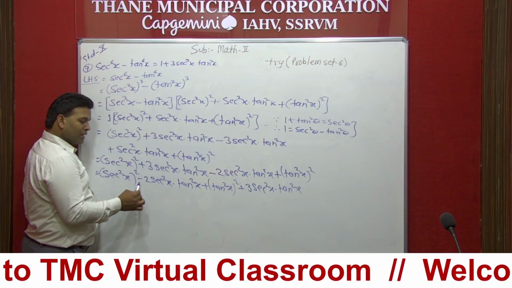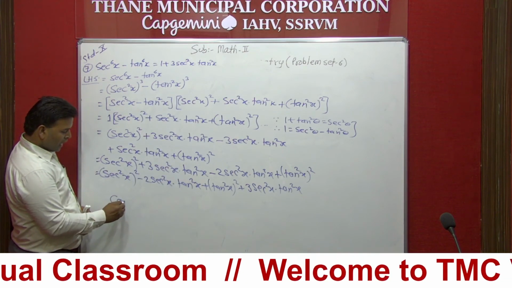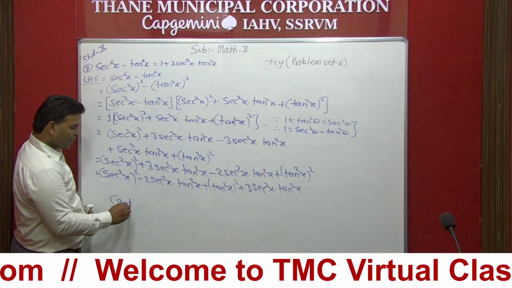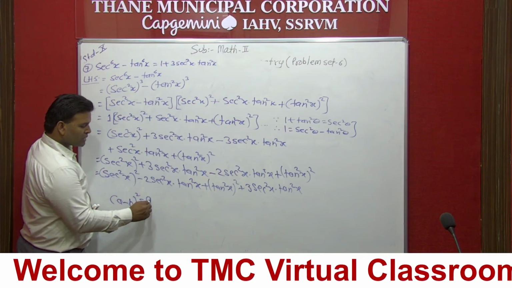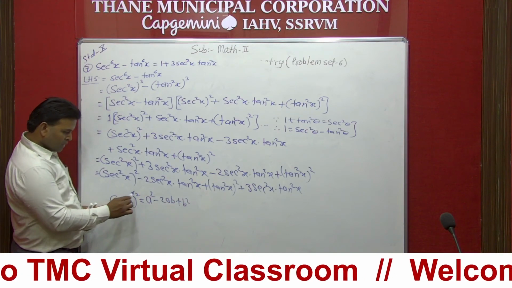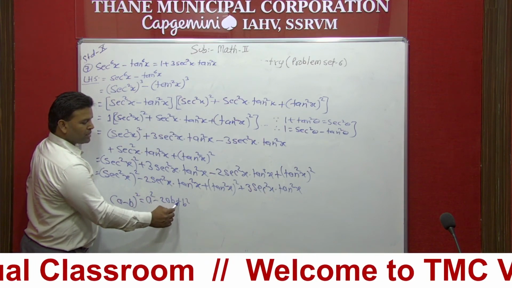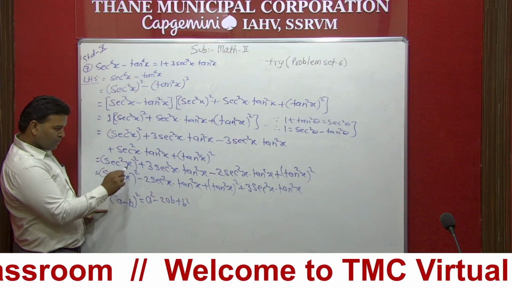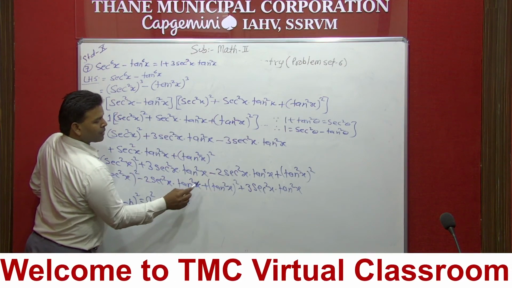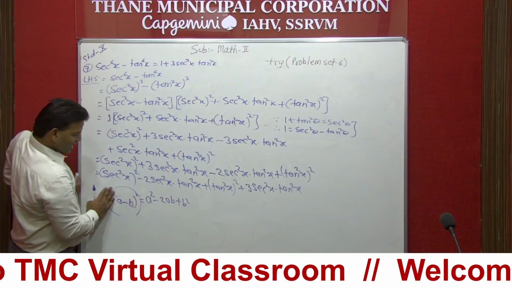Now see this one, this is something like a formula: first term the whole square minus 2 into first term into second term plus second term the whole square. I am telling the formula: if a minus b the whole square is given, how do we write it? a square minus 2ab plus b square. So first term square minus 2 into first term into second term plus second term the whole square. Similarly here, first term the whole square minus 2 into first term into second term plus second term the whole square. That means we can convert this whole formula into this form. So let me convert this one.